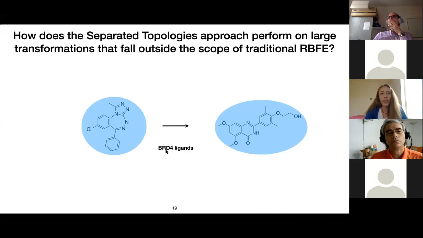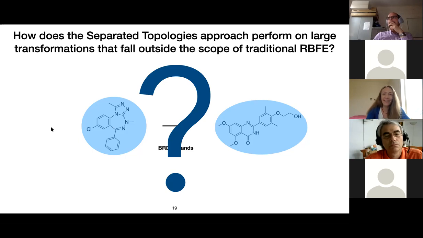Ultimately, we're interested in comparing the binding of structurally diverse ligands like these bromodomain 4 inhibitors, which have been investigated with absolute binding free energy calculations. We're interested in these transformations that really fall outside the scope of traditional relative binding free energy calculations, and how the separated topologies approach performs on these systems. Today I will have to end this talk on that cliffhanger, but I just wanted to say we're really interested in testing this approach on a variety of systems and really challenging transformations.